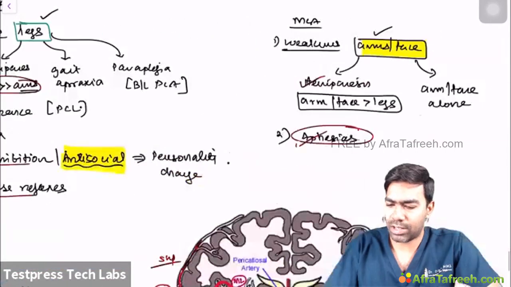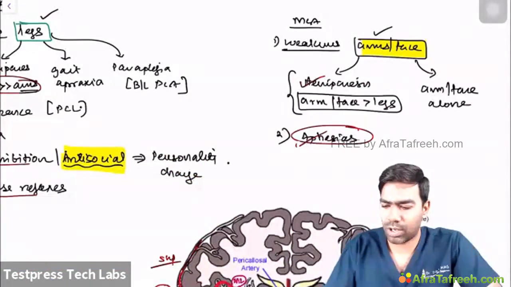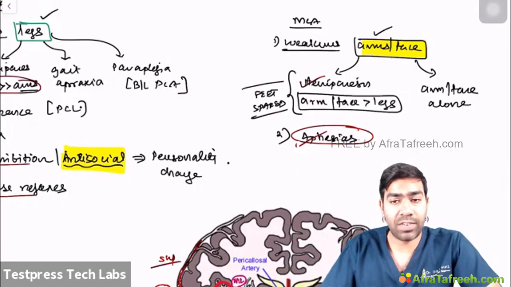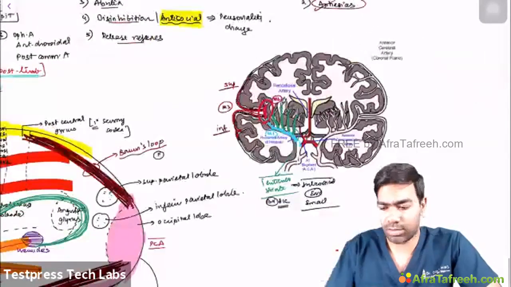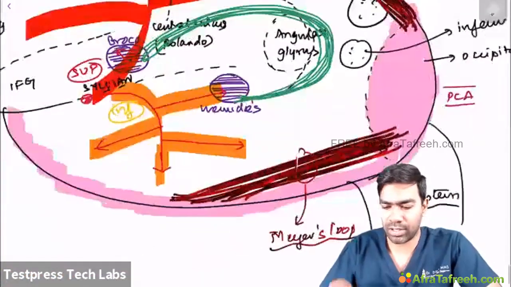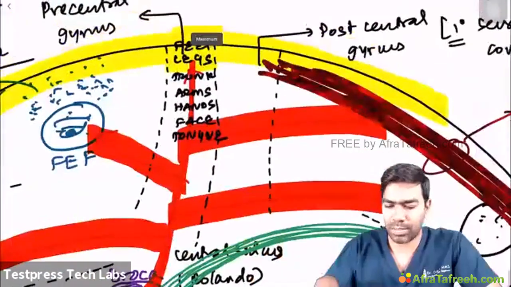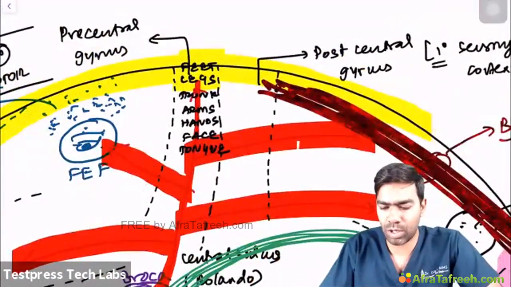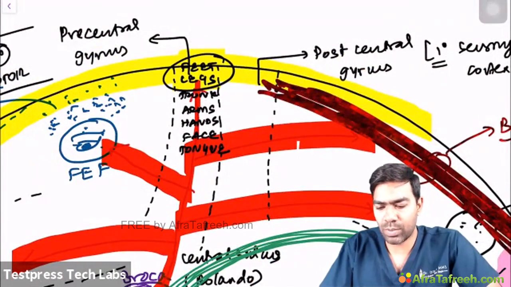Whenever you get an MCA territory infarct, your arm and face weakness will be more than the leg weakness, and feet will be definitely spared. You will never have feet involvement in an MCA territory infarct if it's a cortical infarct. So if it's a large vessel infarct, if it's a subcortical infarct, then the situation can be different. So that is because of the distribution of the motor homunculus, and that's why it is working like that.